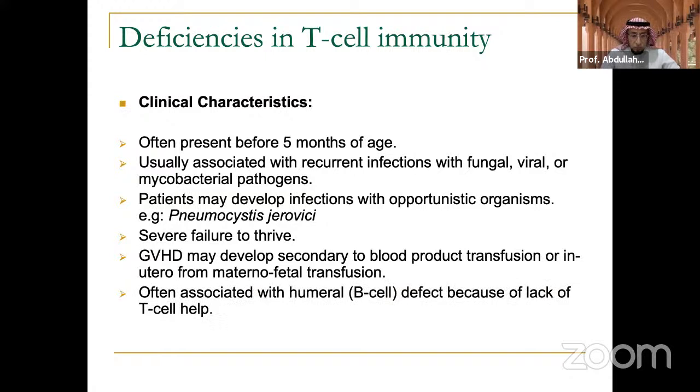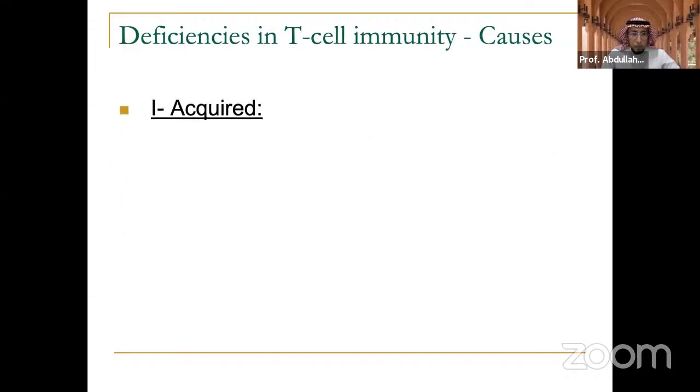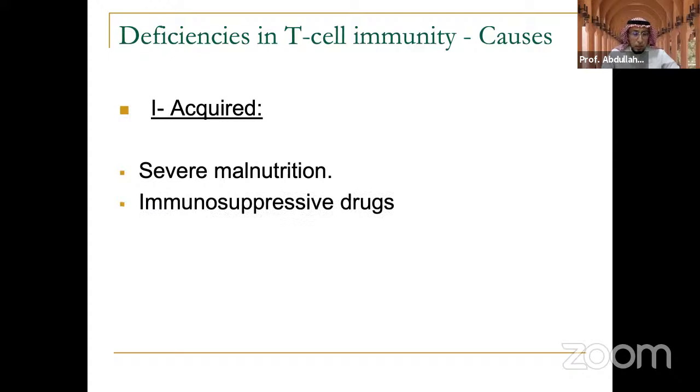As I said, this is often associated with B cell defect because of lack of T cell help. The causes of defects in T cell immunity are either acquired or congenital. Acquired, worldwide, the most common cause is severe malnutrition. Also, patients who are on immunosuppressive drugs or receiving radiotherapy, for example, or exposed to high levels of radiation, or of course infections, especially like HIV.